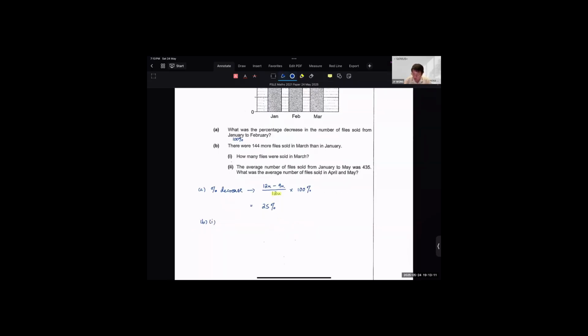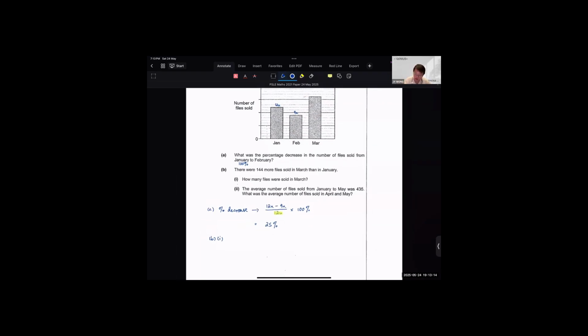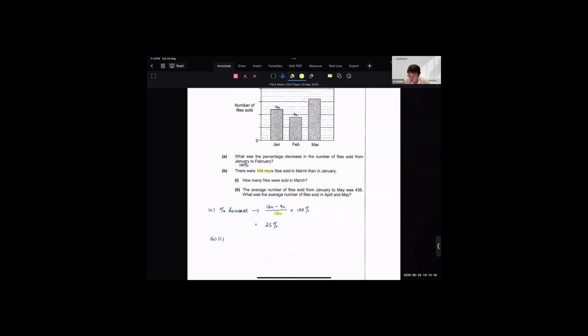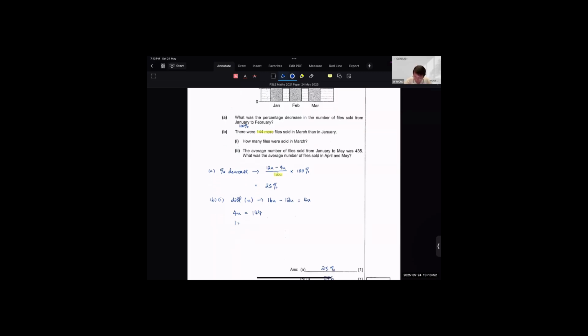B1, how many files were sold in March? So they tell you that there are 144 more files sold in March than in January. So how many units are there in March? 5, 10, 15, 16 units, right? So your difference in units is 16U minus 12U to give me 4U. And therefore 4 units is equal to 144. Okay? From here, you can go and find 1 unit.